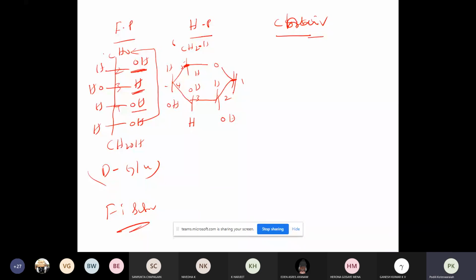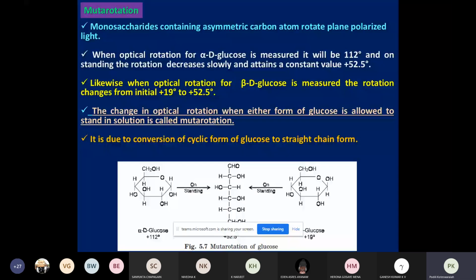If the OH is down, then it is alpha, and in the same way, if the OH is up and the H is down, then it is beta. So it is alpha D glucopyranose, or we can also write beta D glucopyranose. The conclusion here is that substituents on the right are written down.